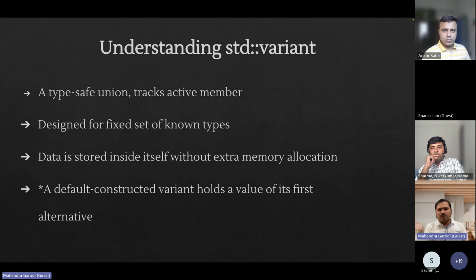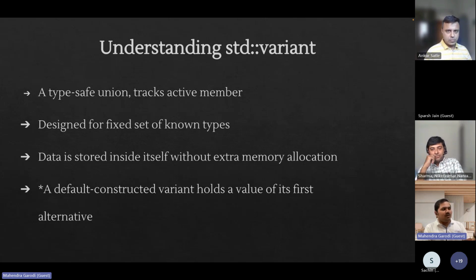So it is a type safe union because it tracks the active member. Again, like a union, it is designed for a fixed set of known types, so you can't have everything there. Another good thing about a union is that in a variant the data is stored inside itself without extra memory allocation. You might be wondering these are exactly the same points as with std::variant, so why are we listing them here. But when we see std::any, we'll see what the problem with these points is, and how it plays a role in std::any.